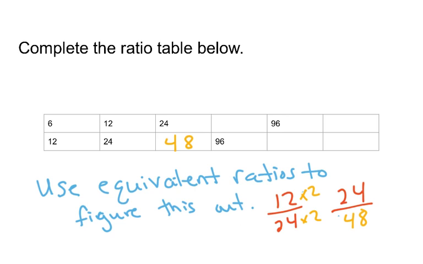So I have 12 over 24, right? That was known, and I knew my unknown was 12. So known, 12 to 24. My unknown was 24. Then I would ask myself, how do I get from 12 to 24? I would have to multiply by 2. If I multiply 12 by 2, I have to multiply 24 by 2. Then that's where the 48 comes in. Then you're going to need to do that to complete the rest of the table.